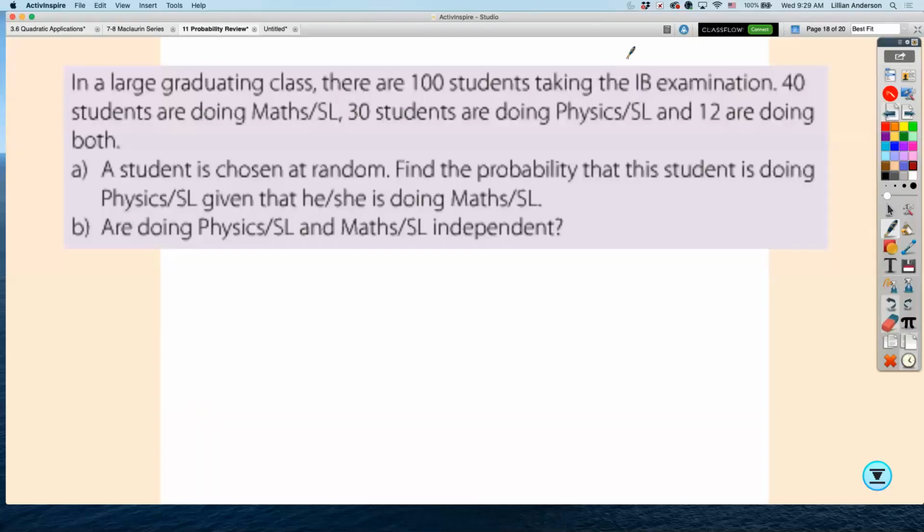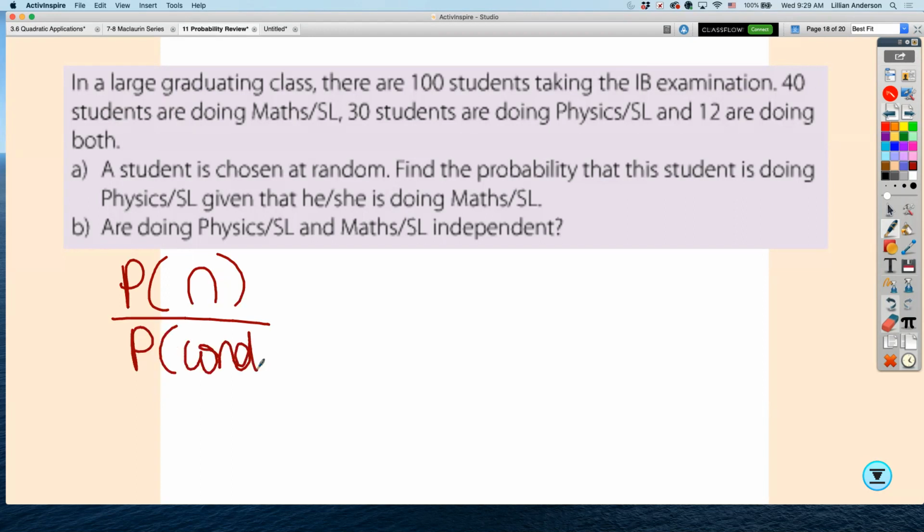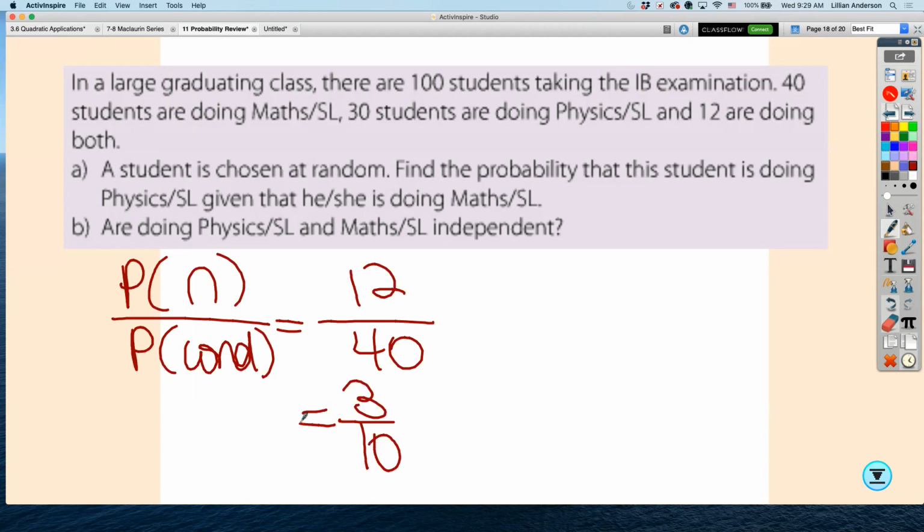We'll keep working. Describe how you got 3/10. So there's 12 doing both. That is the intersection, and conditional is intersection over the condition, and the condition is doing math, so that's 40. Good. So we got 12/40, and of course that does reduce down to 3/10. Good stuff. Remember, anytime it follows the words given that, doing math was your condition. That's why it was in the denominator. There were 12 that did both. So you wanted both physics and math, and that's why it was 12 on the top.